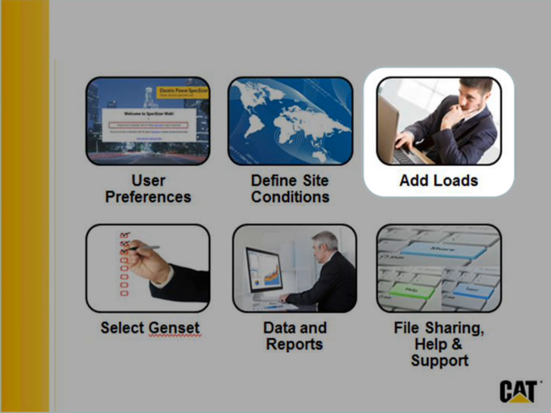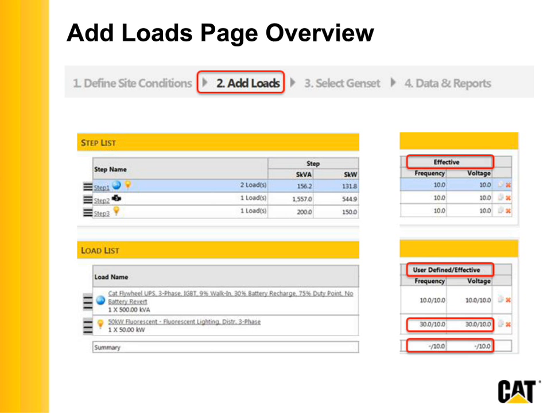So we've talked about your user preferences, and we've talked about defining site conditions. Now we're going to talk about the second step in sizing your genset, which is to add your loads. So you move to your Add Loads page, and what we're looking at here is three sections. Let's talk about the first section first. It's the step load list. This is where all of your step maintenance is done.